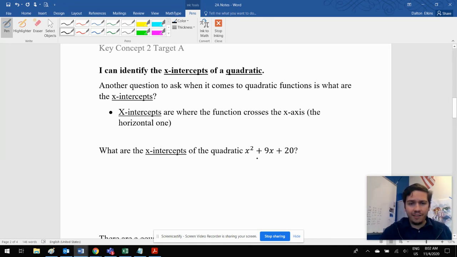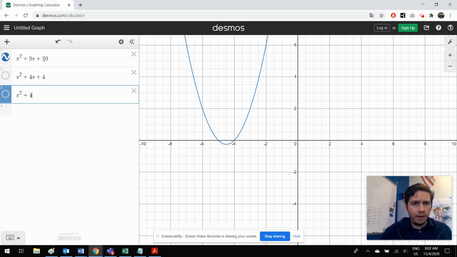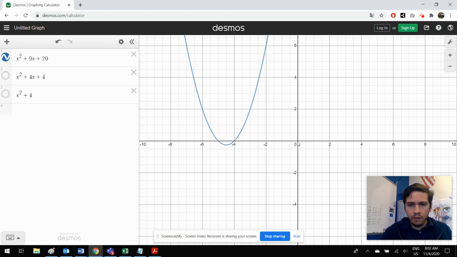So let's look at the last example that we had, right? We want to know what are the x-intercepts of the quadratic x squared plus 9x plus 20. So remember, we want to know what are the points where the function crosses the x-axis. So let's go back and look at our Desmos. Right, here is that function. I want to know where it crosses the x-axis. Well, remember, the x-axis is this horizontal line here. It's this one where y is 0.